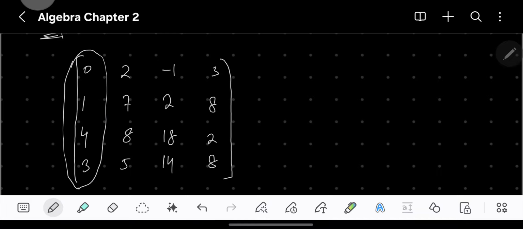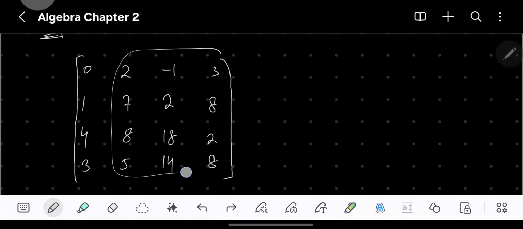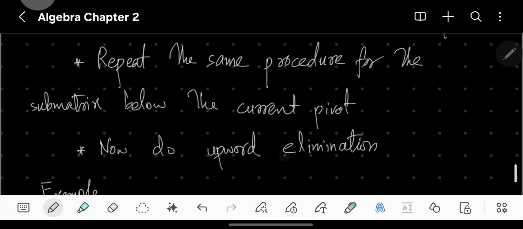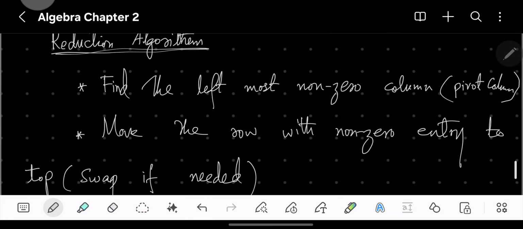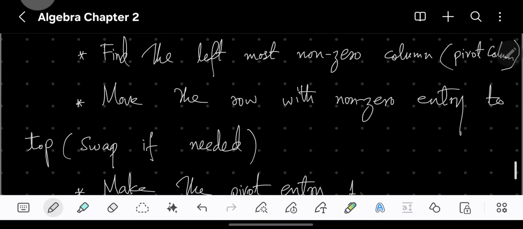So the next steps will be on the basis of this column, because I have found the leftmost non-zero column. I will be focusing on this column and I'll ignore the other columns now. So this is the column of our interest. What's the next step? The next step is to move the rows with non-zero entries to the top.